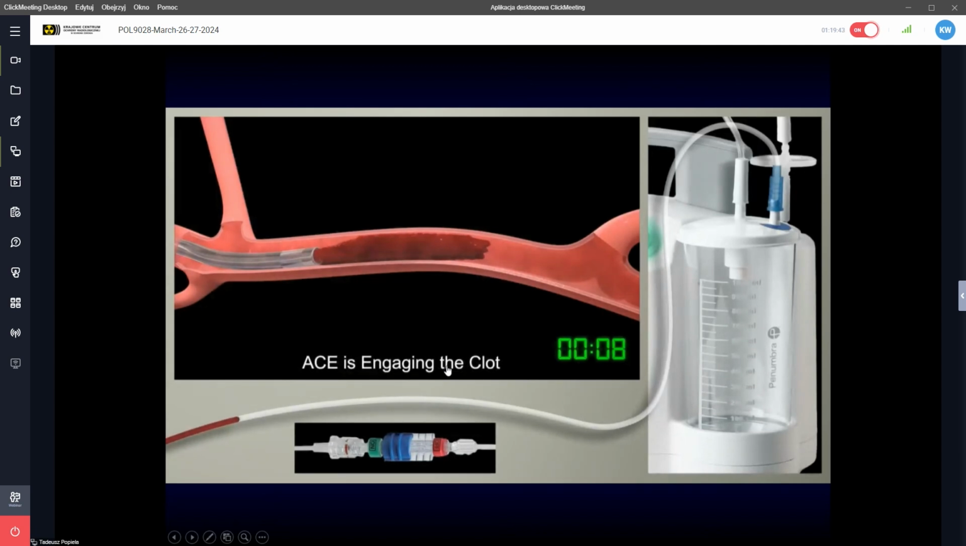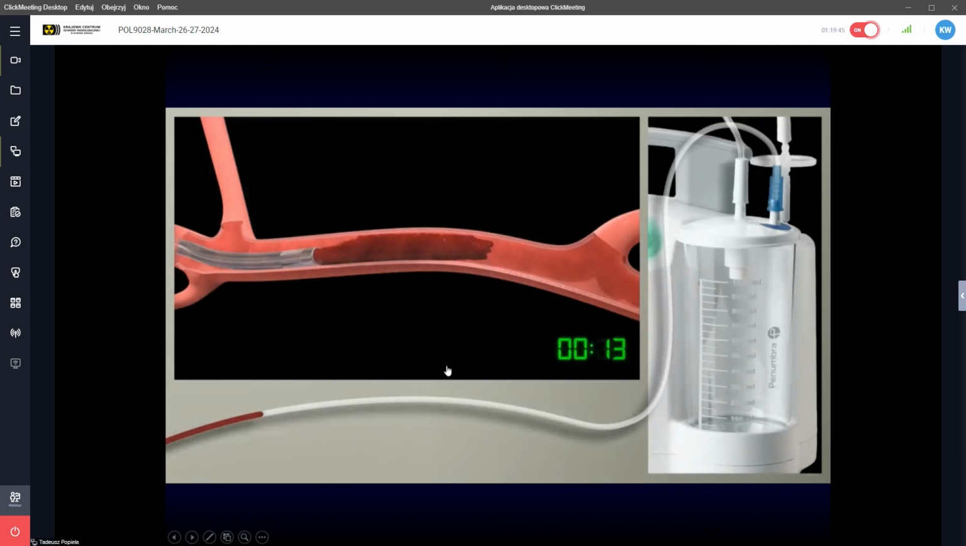I think that the aspiration method, in terms of thrombectomy, is the safest one, because we don't try to pass the clot material, we just suck it.